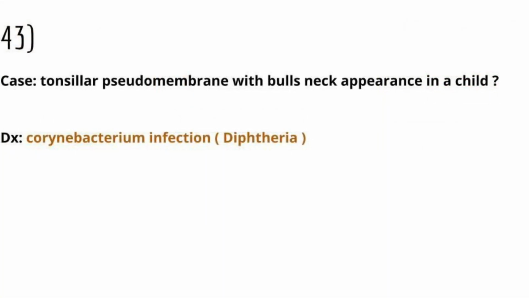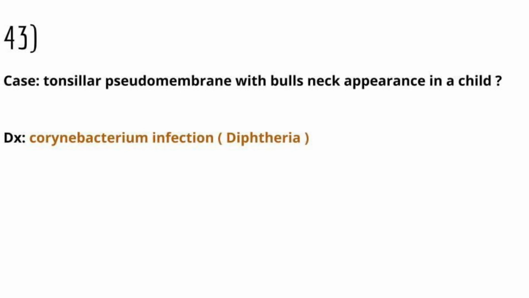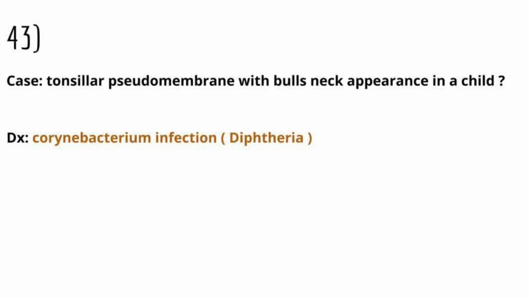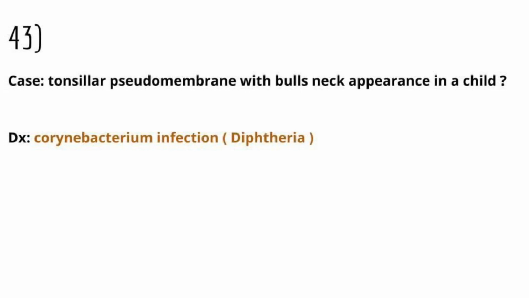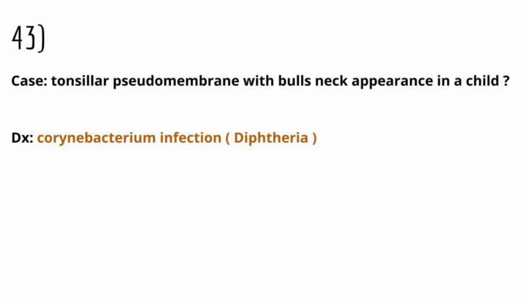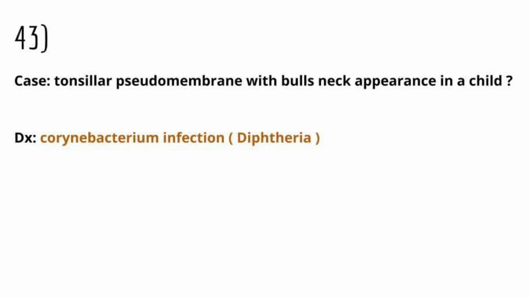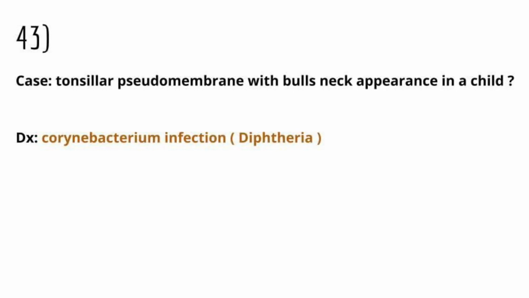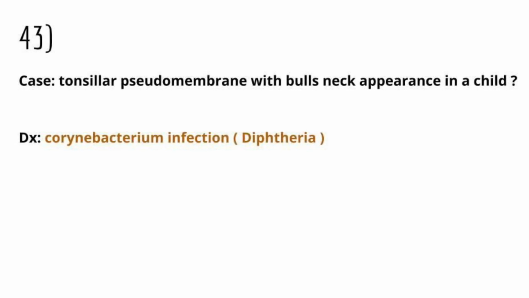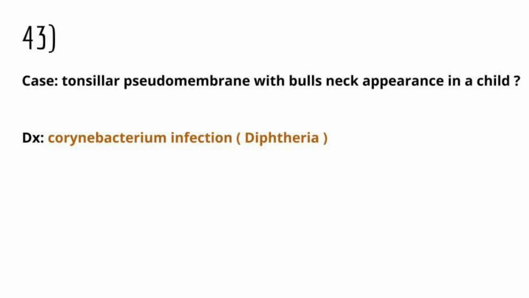43. There is a case with tonsillar pseudomembrane with bull's neck appearance in a child. The pseudomembrane over the tonsil is nothing but a white patch. It may be seen in various differential diagnoses such as membranous tonsillitis, diphtheria, Vincent's angina, infectious mononucleosis, agranulocytosis, leukemia, aphthous ulcers, and malignancy tonsil, or it may also be traumatic ulcer. The most important characteristic, bull's neck appearance, directs our diagnosis towards Corynebacterium diphtheriae.